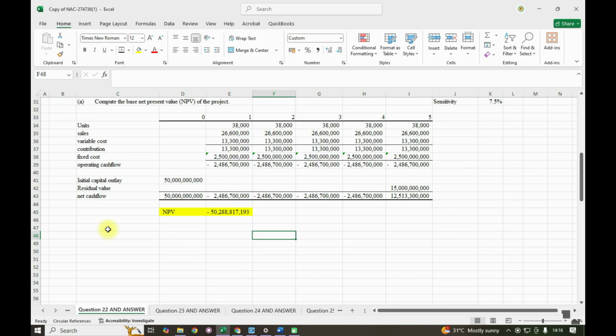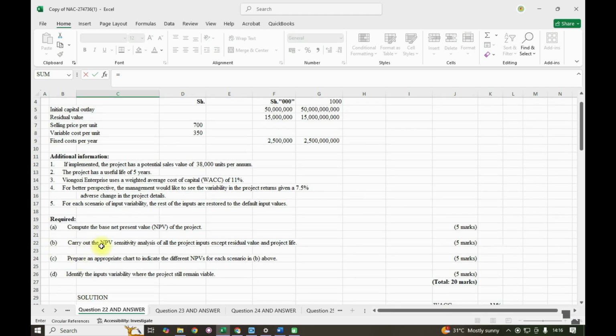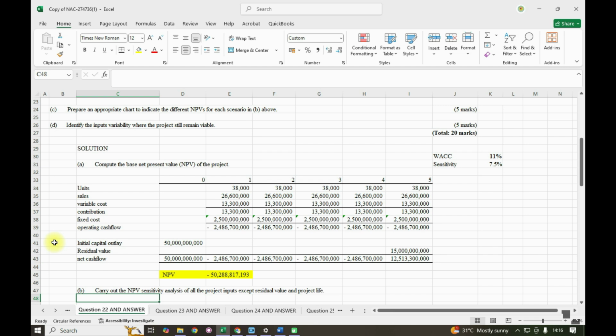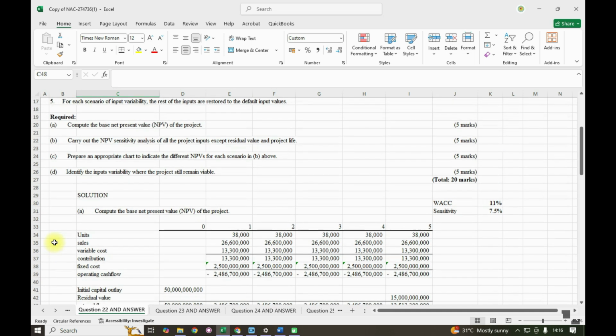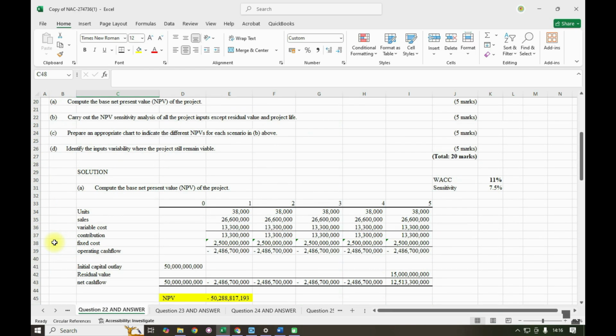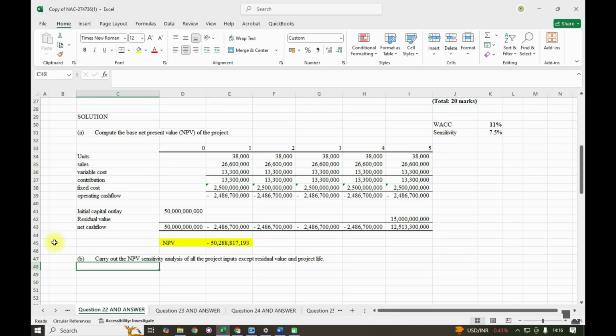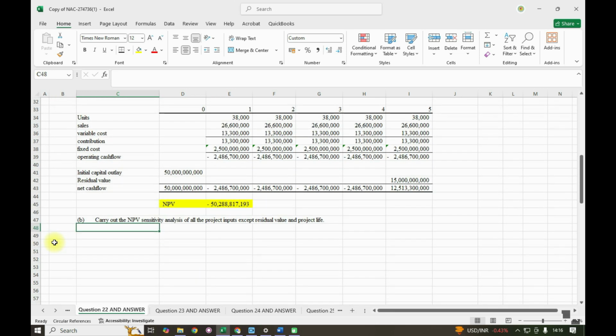Then the second part of the question is whereby you need to carry out NPV sensitivity analysis. This one, carry out NPV sensitivity of all the project inputs except the residual value and project life. So the rest are supposed to change. The other values are supposed to change apart from the residue and the life of the project.